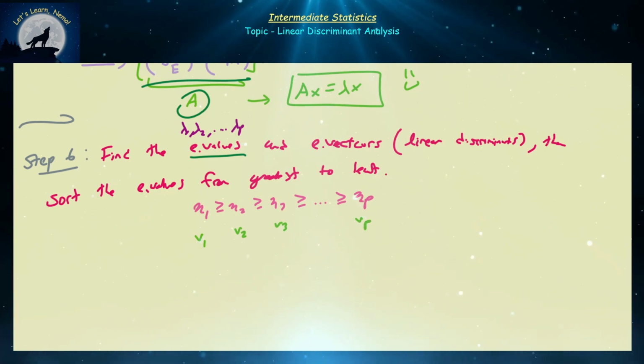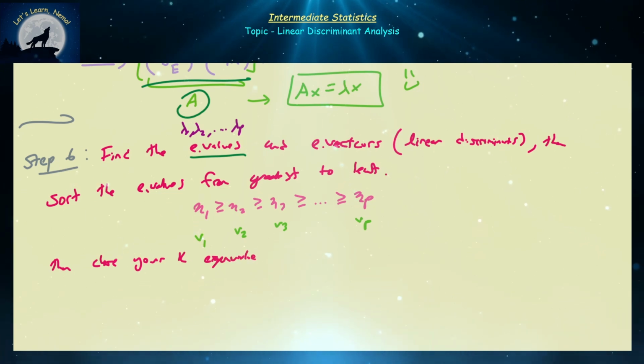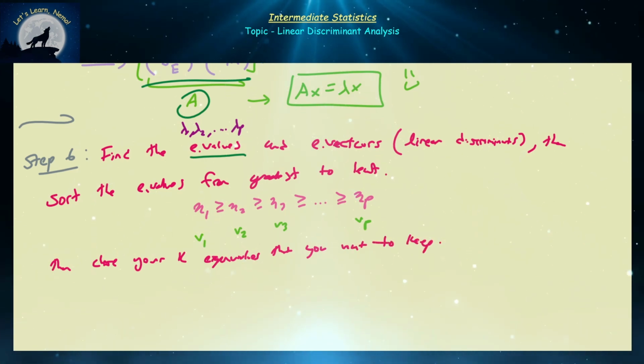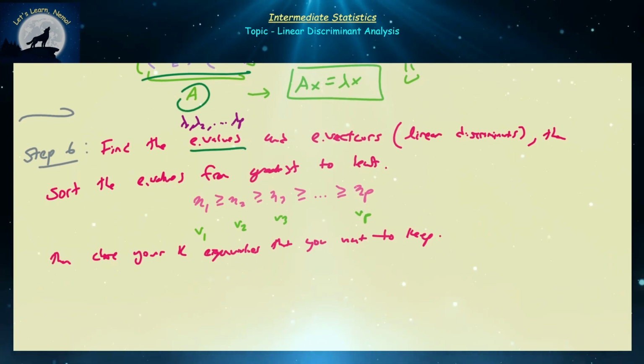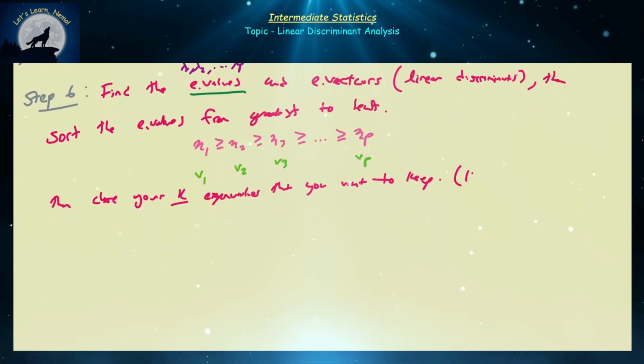Once we have those eigenvectors, we're going to choose the k eigenvalues that you want to keep. You can do, for example, a scree plot analysis or a Kaiser criterion process to figure out which eigenvalues you should keep. Let's assume that we keep k of them, where k is typically strictly less than p, but theoretically it could be equal to p.